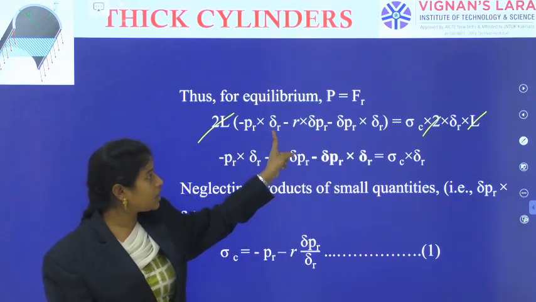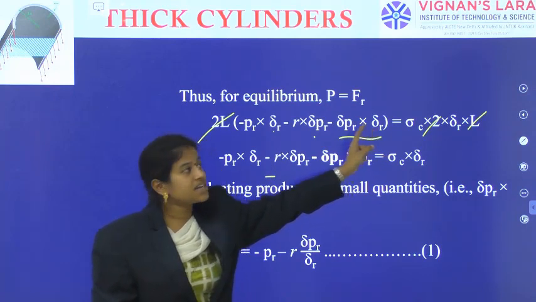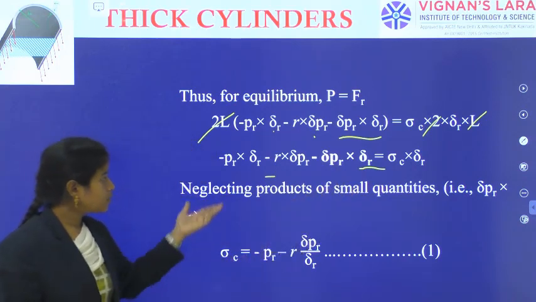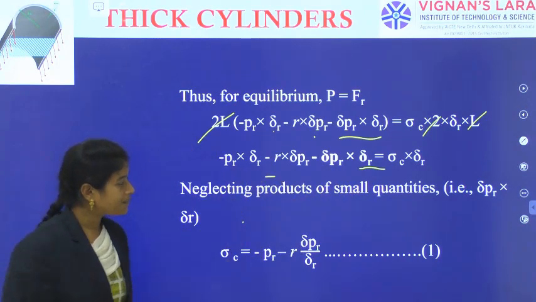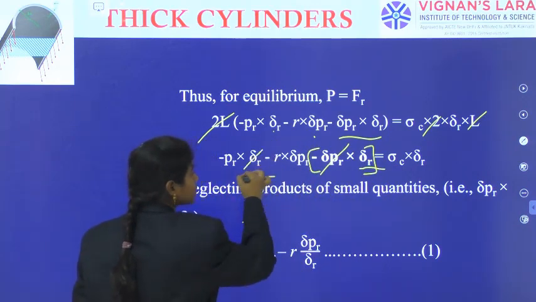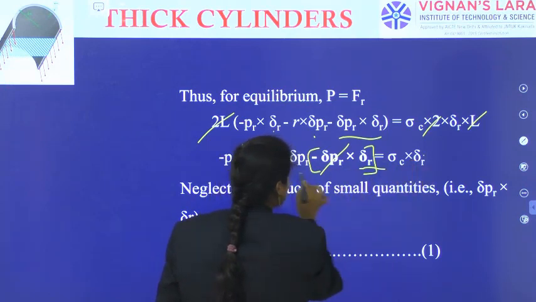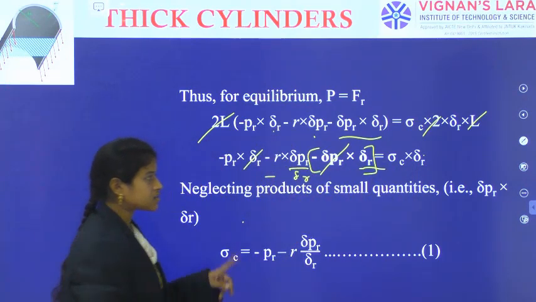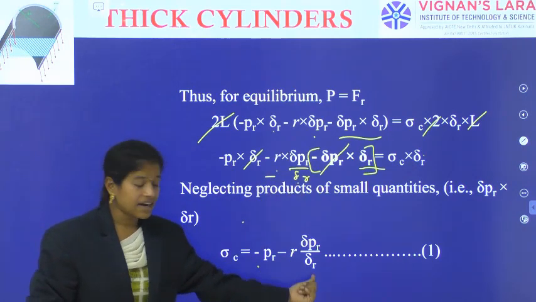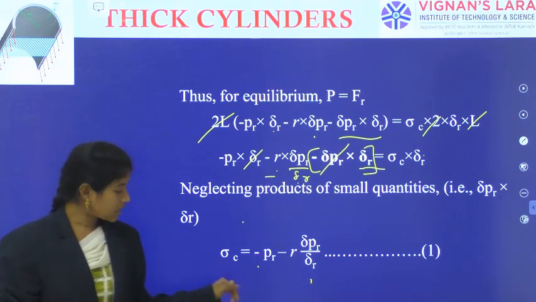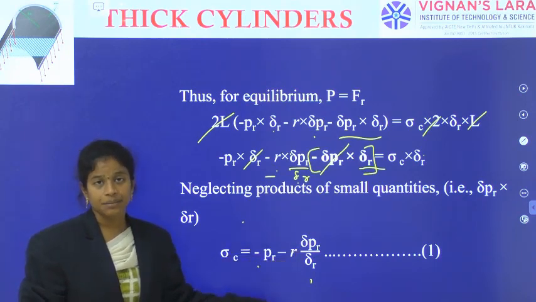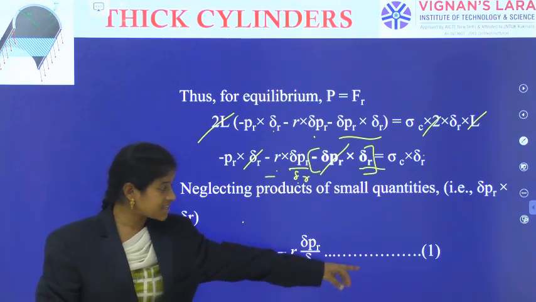Compared to the remaining things, which are only one time, here two quantities were there. That's why this delta PR into delta R I am neglecting. Now repeating the remaining terms as it is, and once this term was removed, you can cancel this delta R with delta R, and this will be delta PR by delta R. So sigma C is equal to minus PR minus R times delta PR by delta R. This is one step. Sigma C, the circumferential stress, is equal to minus PR minus R times delta PR by delta R. This is equation number 1.